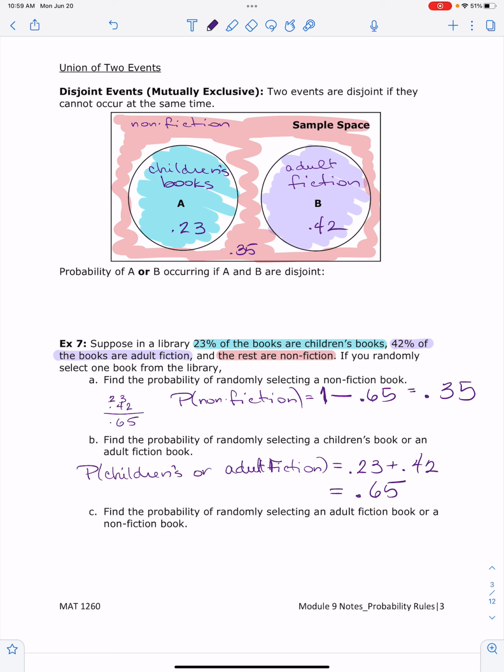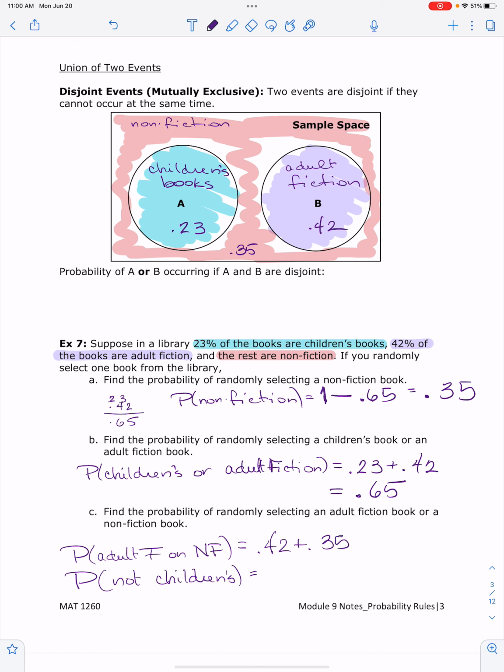So we're going to do this one more time, and then we're going to create that formula. Probability of adult fiction or nonfiction, which is basically the probability that it's not a children's book. So we'll do this both ways and see what we get. Adult fiction, we have 42%. Adult nonfiction, we said was 35. So we get 0.77. Not children's would be 1 minus the probability it is children's, which is our 0.23.